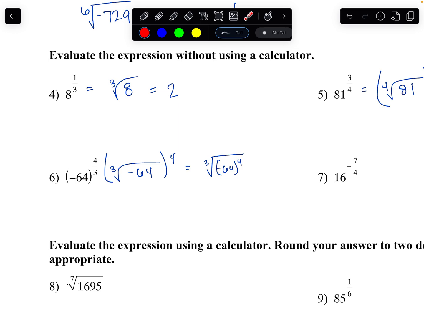So I don't know how to do 64 to the 4th power and then take the cube root of that. I think that would be harder than finding the cube root of negative 64 and then raising it to the 4th power.